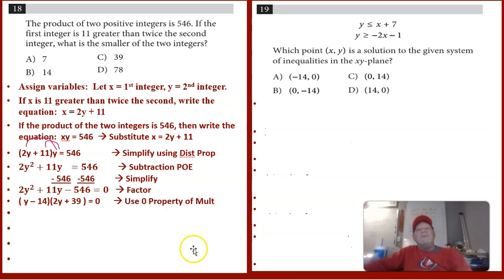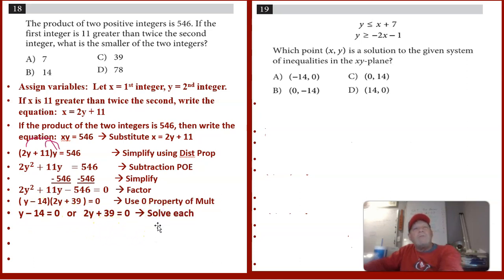All right. So now I use the zero property of multiplication where I say that y minus 14 equals 0 or 2y plus 39 equals 0. And I'm going to solve each. So I'm going to add 14 to both sides here on this one. And when I add 14, I get y equals 14. On this one, I'm going to subtract 39, then divide by 2. And I'm going to get y equals negative 39 over 2.